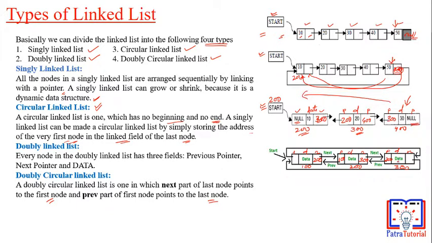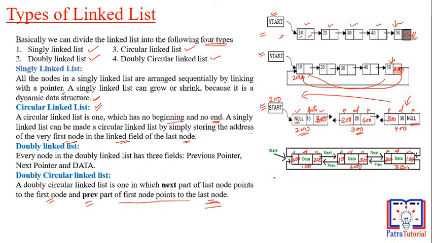Now this is the last node, right? And according to our definition, the next part of the last node points to the first node. That means the next part of the last node will be holding the address of the first node, and the address of the first node is what? 100. So this part will be holding 100 here. And the previous part of the first node, this one, points to the last node, right? That means the previous part of the first node will be holding the address of the last node, and what is the address of the last node? 300. So 300 will be stored here.